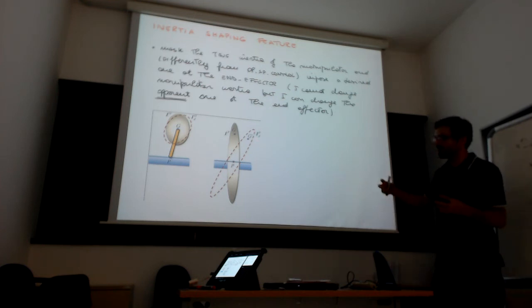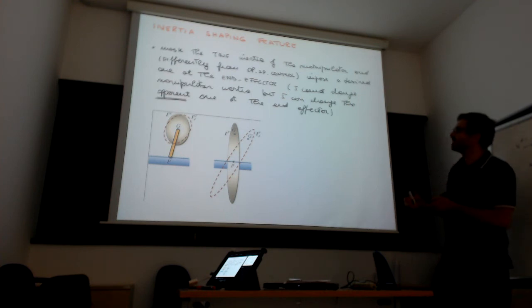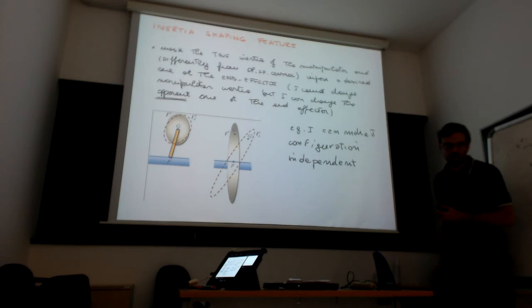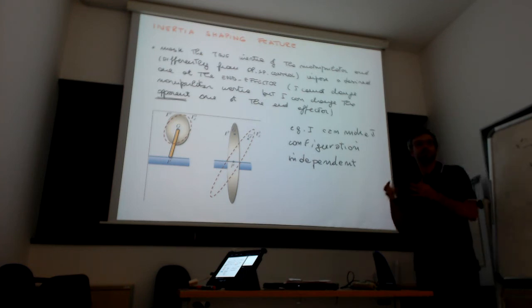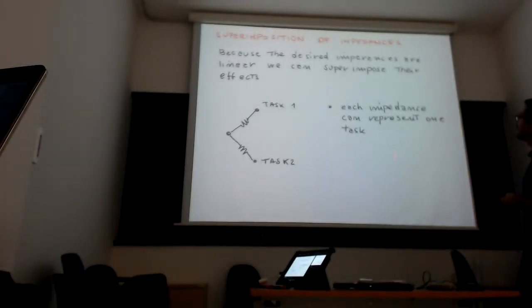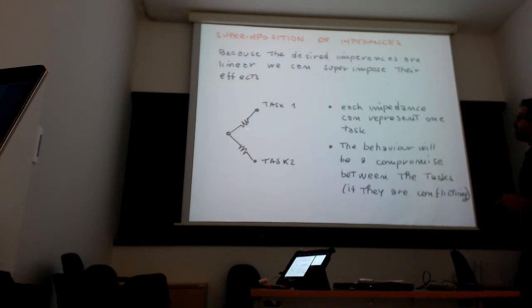So we can increase the inertia in some direction, decrease it, or make it isotropic if the original inertia is not. The inertia of the manipulator mapped at the end effector is mostly configuration dependent. For example, I can make the end effector inertia always constant. The other feature is that I can easily superimpose impedances, because impedances are linear dynamics, so we can sum them and apply the superposition of effects theorem. Each impedance can represent a task. For example, I want to move the arm, and I want to keep the center of mass in a position, and the behavior will be a compromise between the two tasks, if they are conflicting, of course.